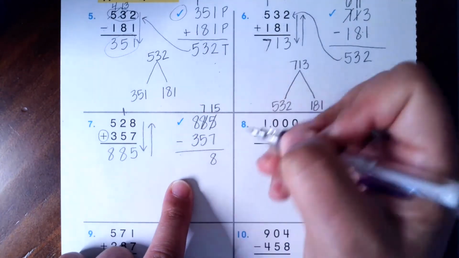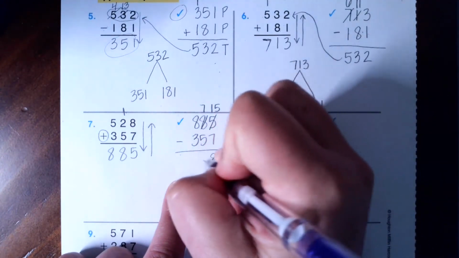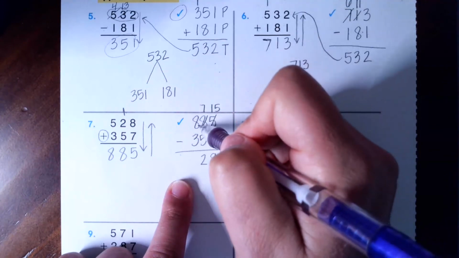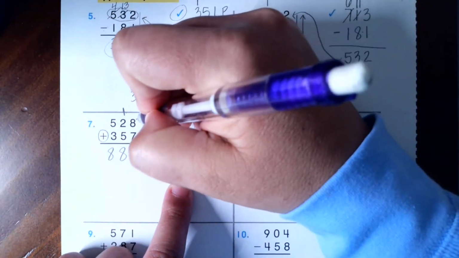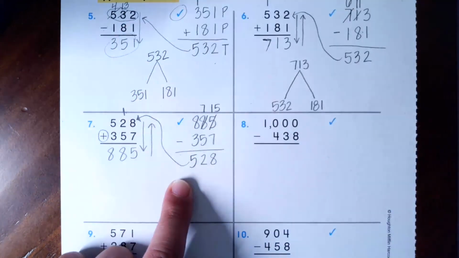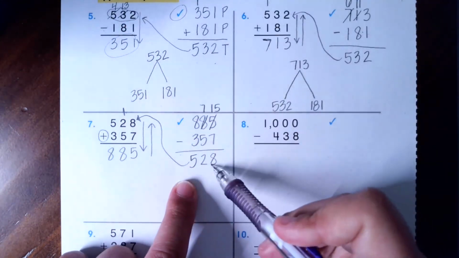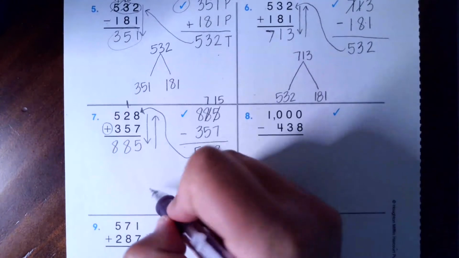15 minus 7 is 8. 7 minus 5 is 2. And 8 minus 3 is 5. And I check to see, did I get what I expected to? 528, 528.